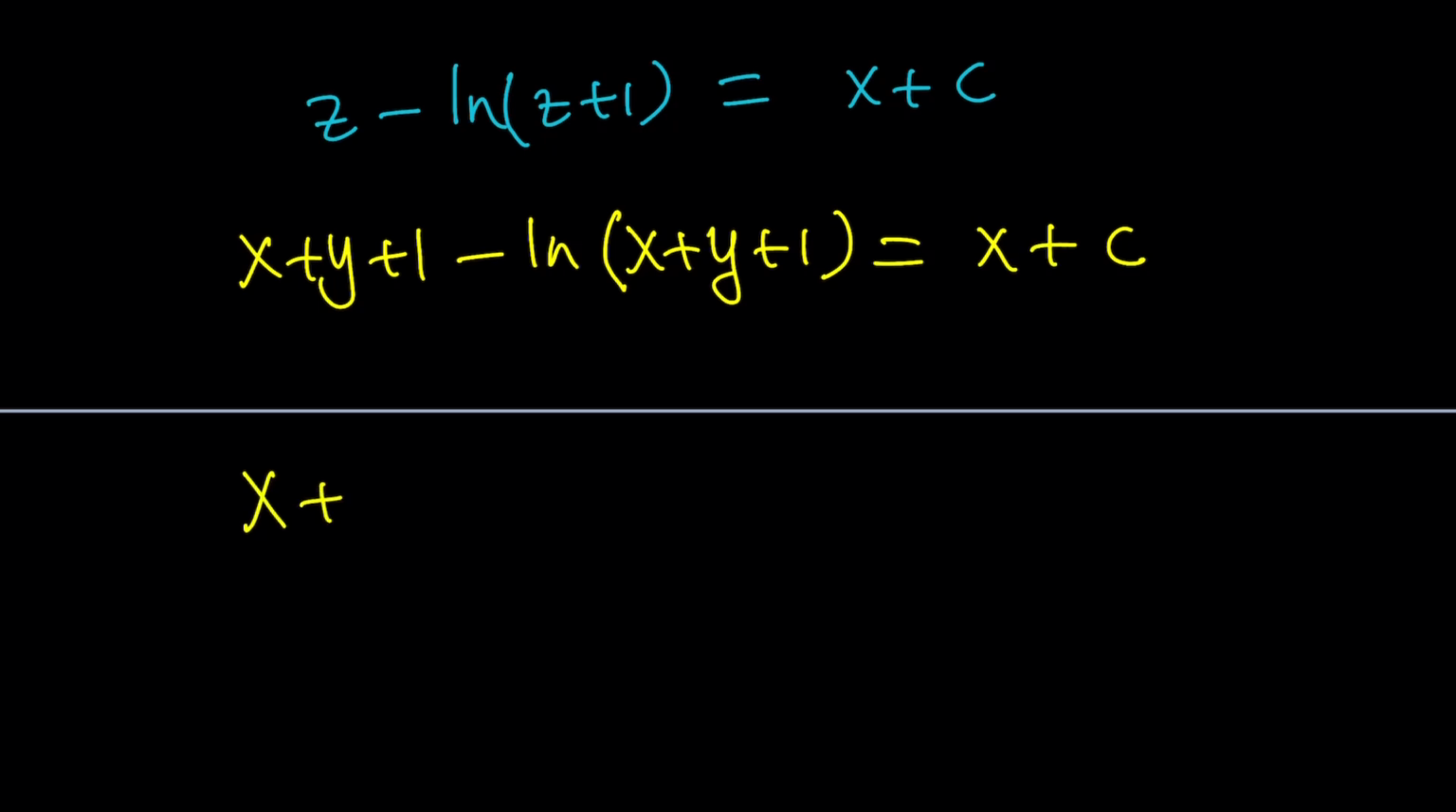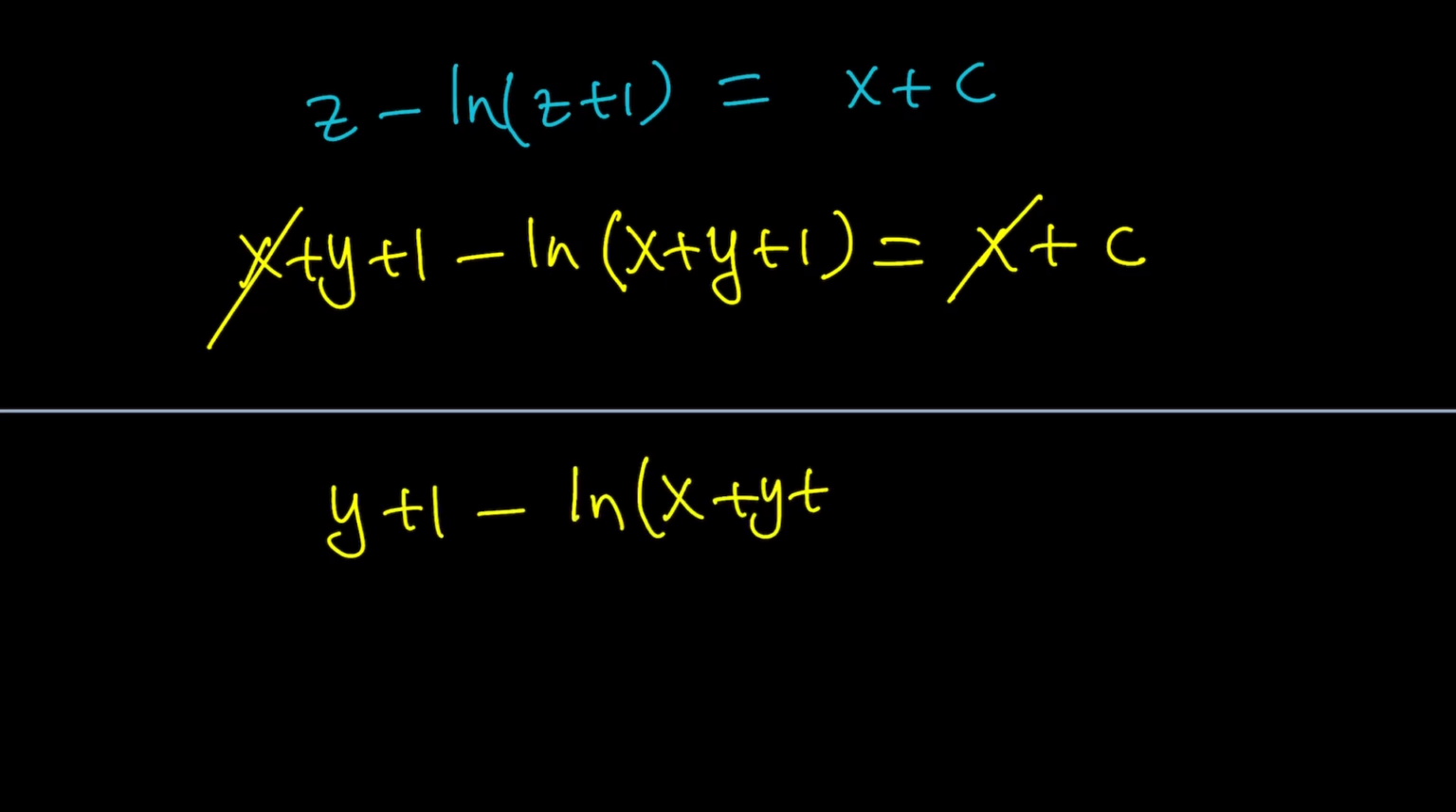Oh, by the way, I forgot. X cancels out. X minus x is equal to 0. So this cancels out and this cancels out. We end up with something nicer, like y plus 1 minus ln of x plus y plus 1 equals a constant. Awesome. You can definitely test it out and make sure that it satisfies the original equation.